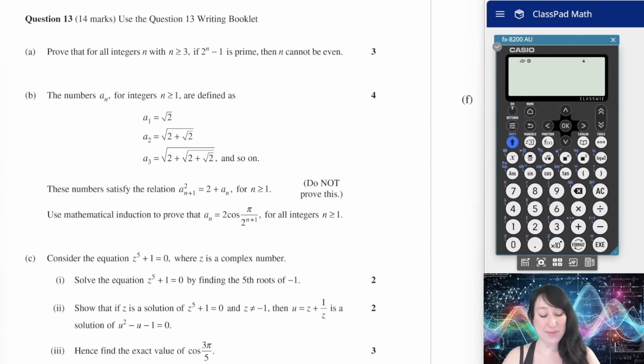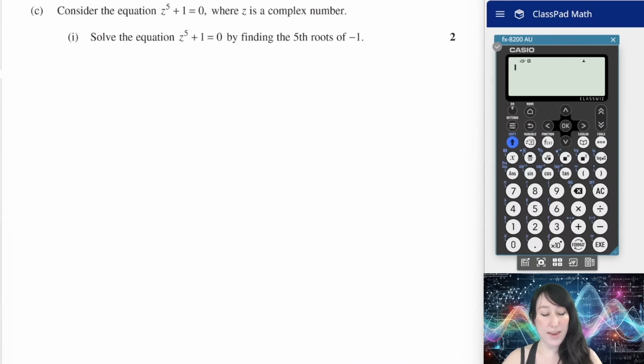Question 13c. Consider the equation z to the power of 5 plus 1 equals 0, where z is a complex number. Part 1. Solve the equation z to the 5 plus 1 equals 0 by finding the fifth roots of -1. Okay, let's rearrange that equation and solve for z to the power of 5. And that's why finding the fifth roots of -1 will give us the solutions for z.